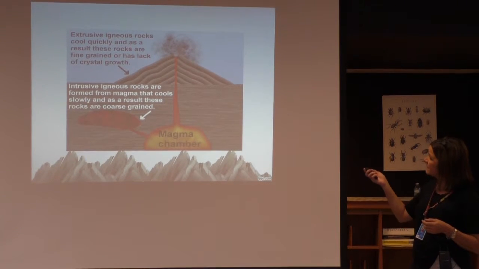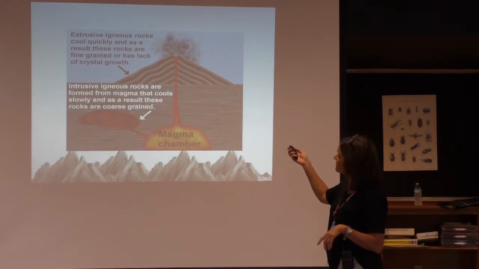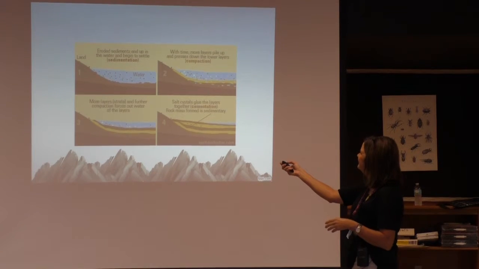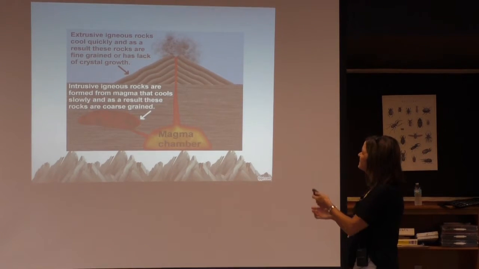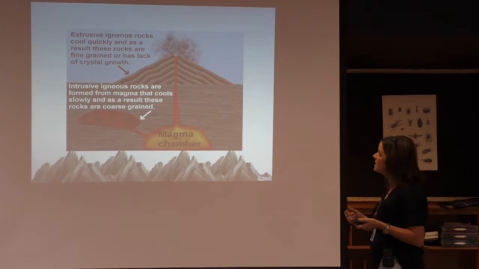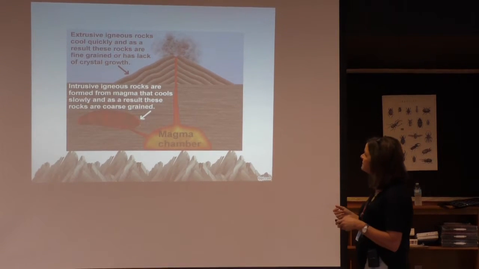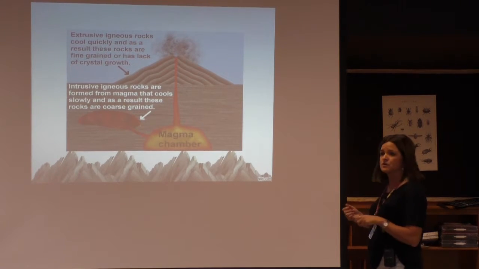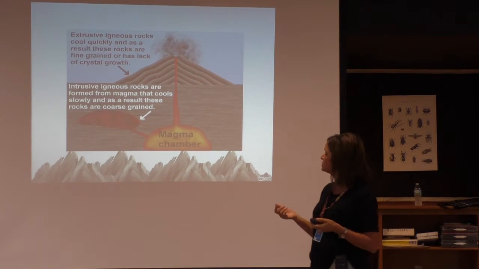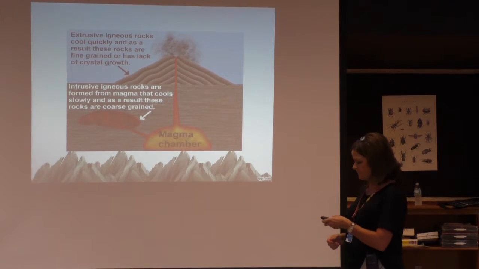This is just a diagram that shows the difference between the extrusive and the intrusive igneous rocks. The one on the outside, of course, is going to cool quicker, and it's going to result in crystals that are much smaller, okay? Whereas the intrusive, where they form under the Earth's surface, the magma cools a whole lot slower, leading to rocks that have larger, coarser grains, okay?